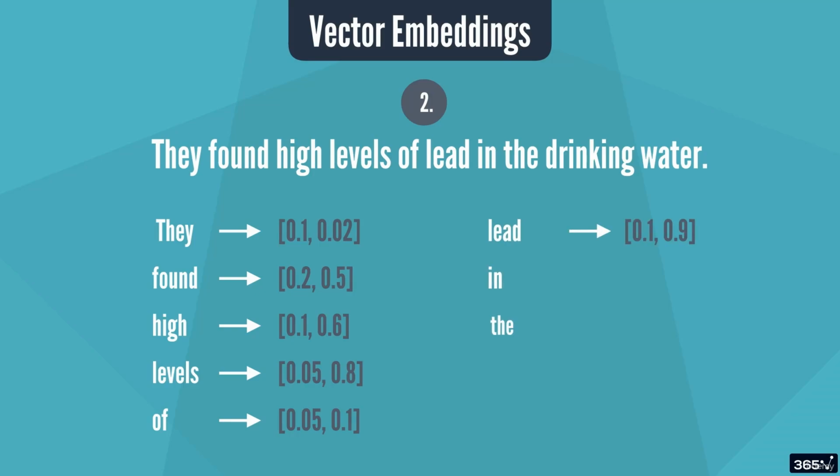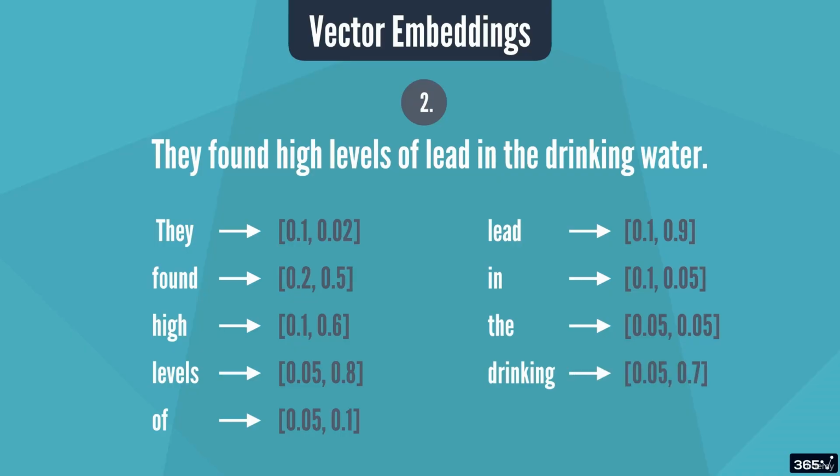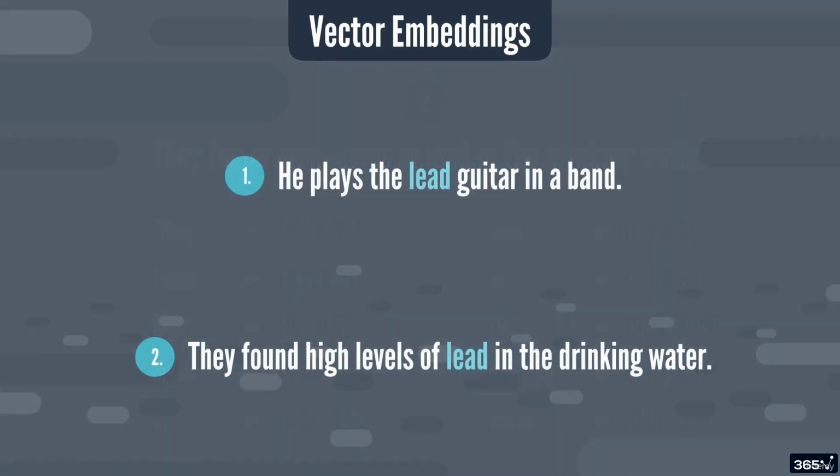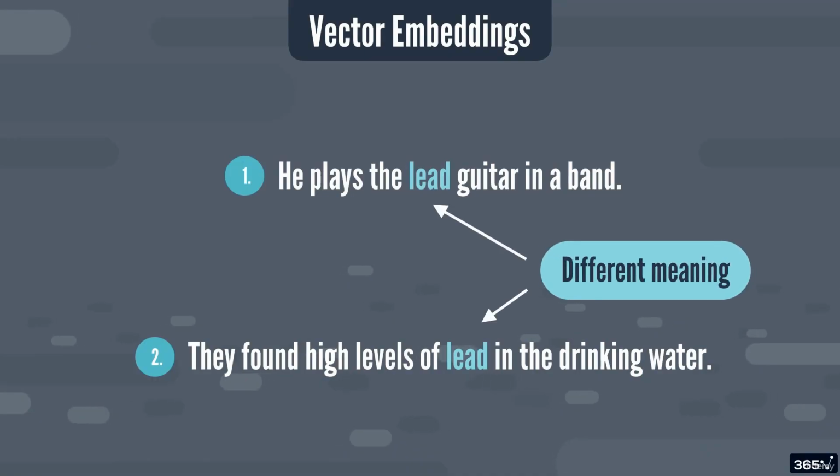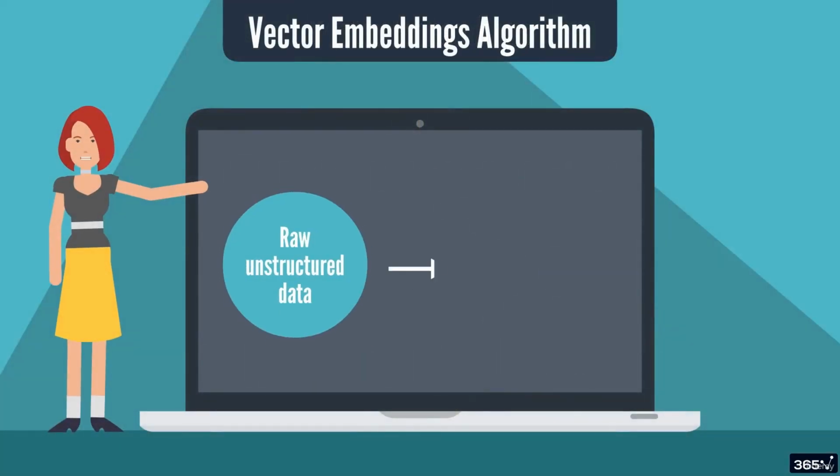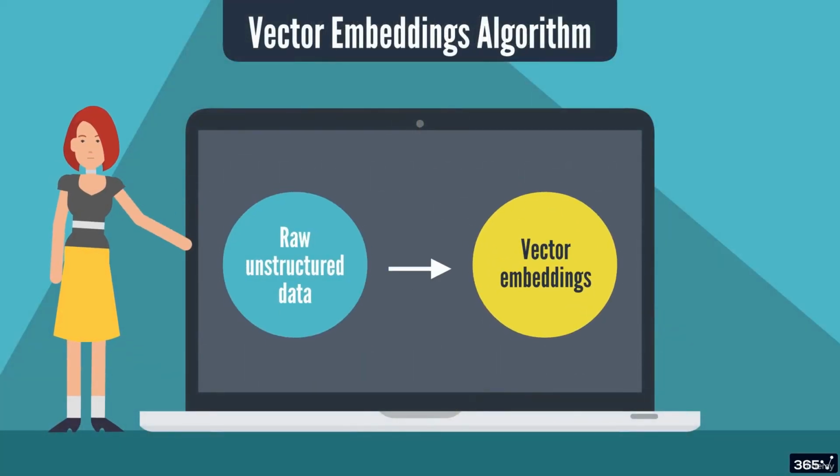The next two, in and the, remain generic. What about drinking then? Drinking ties directly to the use of water, therefore higher in the second dimension. Speaking of water, this is a substance, scoring high in the second dimension. And there you have it. So even though we have the word lead twice in our vector database, it carries a different meaning. That's why its vector representation in the sentence is completely different. And that's, in effect, how an embedding algorithm works.